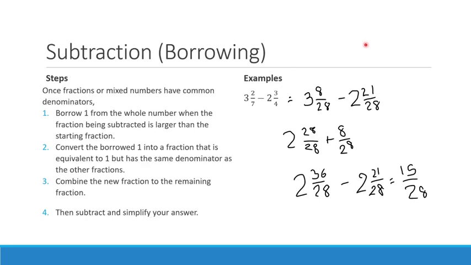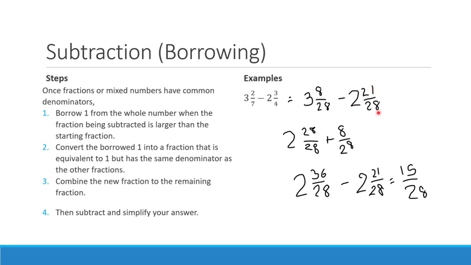Sometimes when you're subtracting with mixed numbers, you may have to borrow. In this example, we have 3 and 2/7 minus 2 and 3/4. Before doing anything, we have to find a common denominator. 28 is going to be that number. 7 times 4 is 28, therefore 2 times 4 is 8. And 4 times 7 is 28, therefore 3 times 7 is 21. Now we have 3 and 8/28ths minus 2 and 21/28ths.